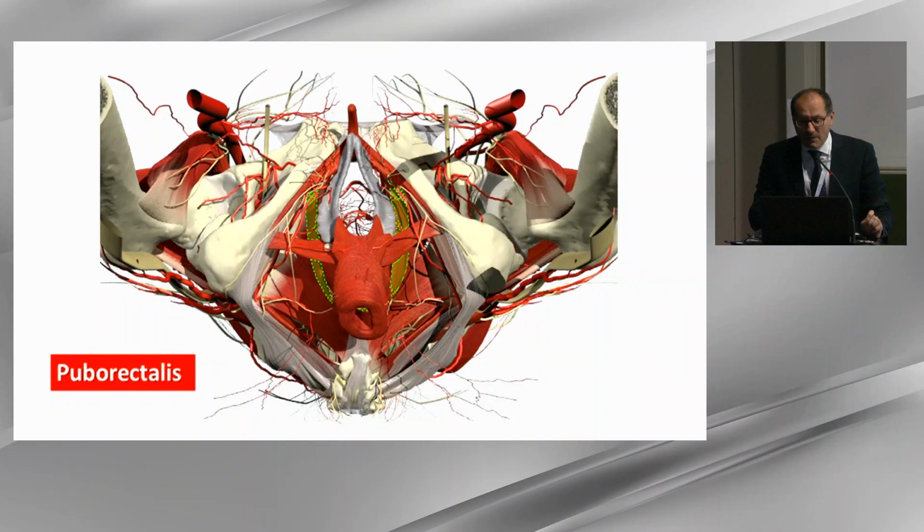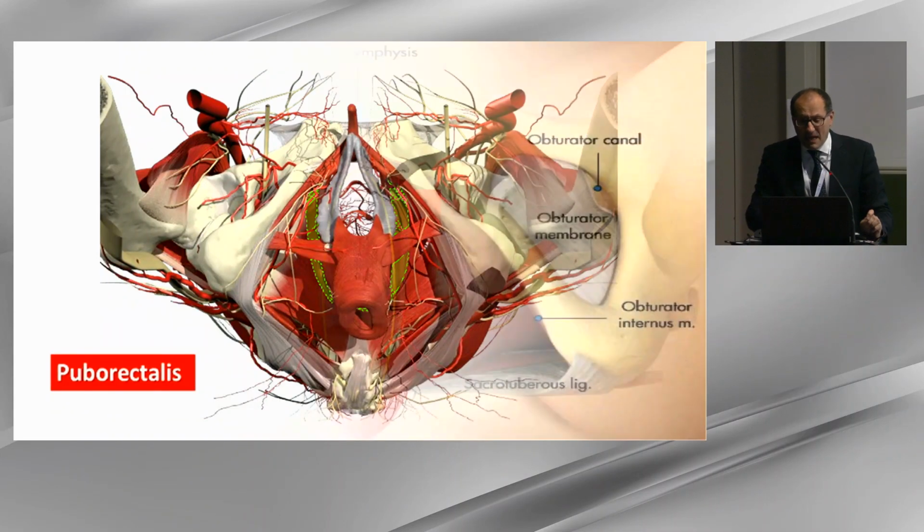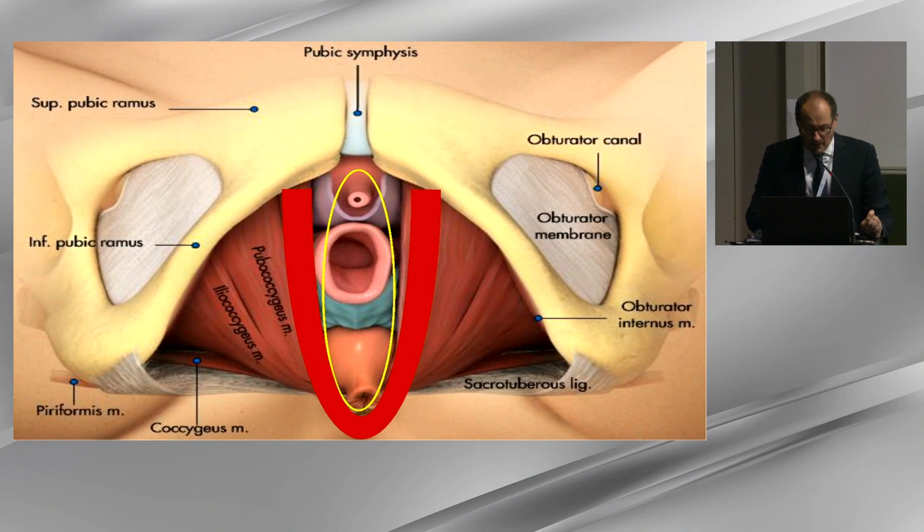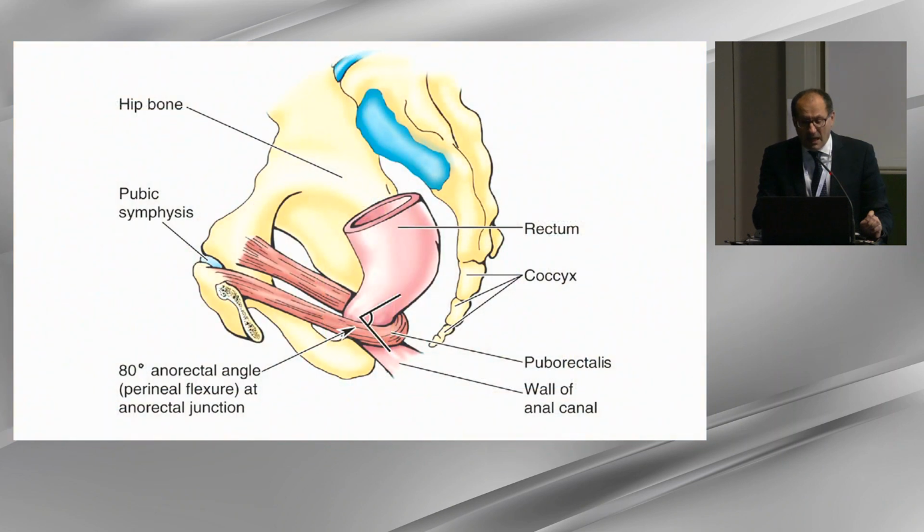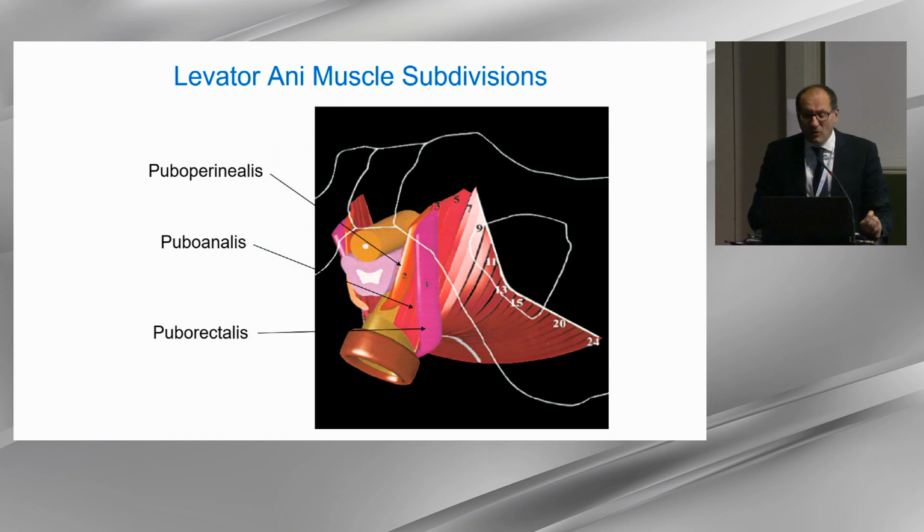And finally, we have the puborectalis muscle. The puborectalis muscle delimits the urogenital hiatus and also forms the anorectal angle. But the levator ani has further subdivisions, because we can also identify the puboanalis component, the puboperinealis component, and also the pubovaginalis component.